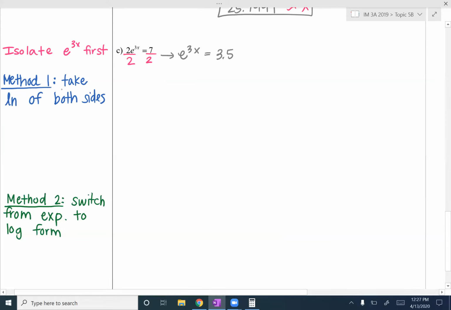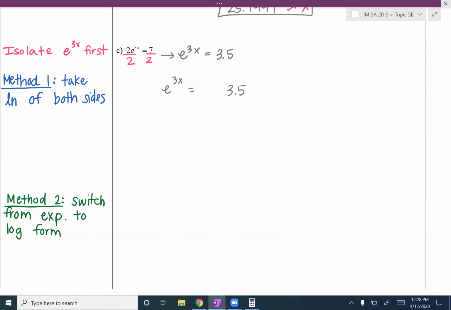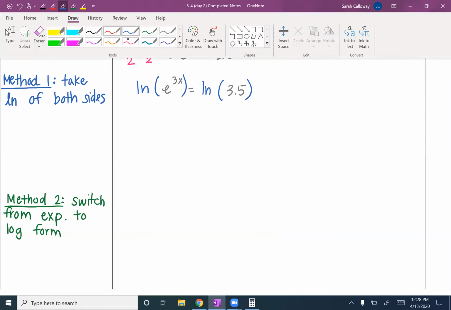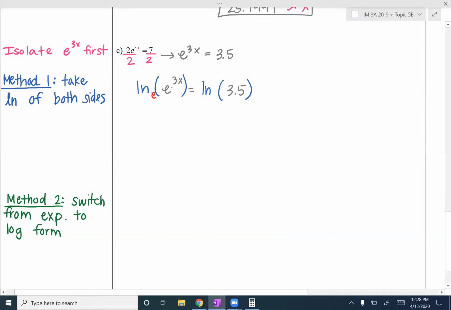So now from here, I can choose my method. The first method, because this is a base e, is that I can take the ln of both sides. So if I rewrite my e to the 3x equals 3.5, and giving myself some room to take the ln of both sides. So I'd be doing ln of e to the 3x equals ln of 3.5. Remember that because the natural log is an imaginary base e, that's what cancels here. So that gives me just 3x, just the exponent.